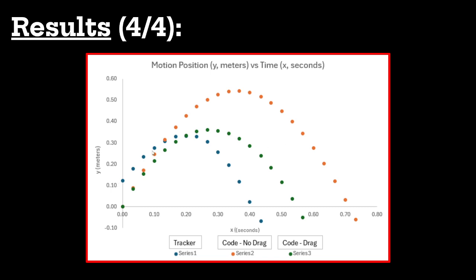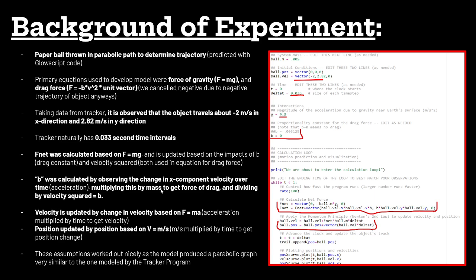So you can see the blue dots here are the Tracker dots as it moved. You can see it starts midair like I was talking about before. I'll go into the differences later, which are probably errors. This orange one is the code with no drag, so you can see it's just gravity acting upon it. This is the code with drag. So you can see they're actually pretty similar, except for maybe a shift in position.